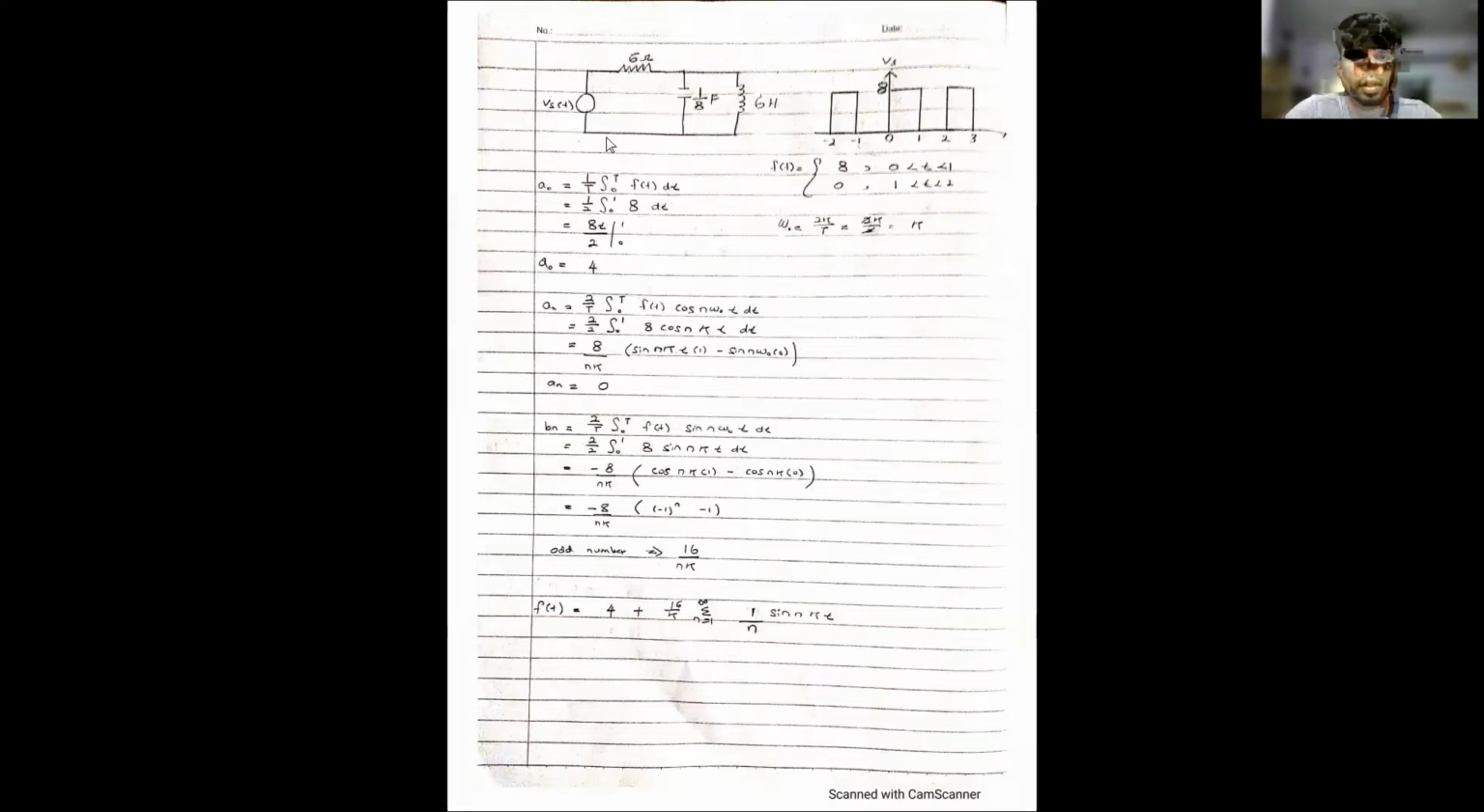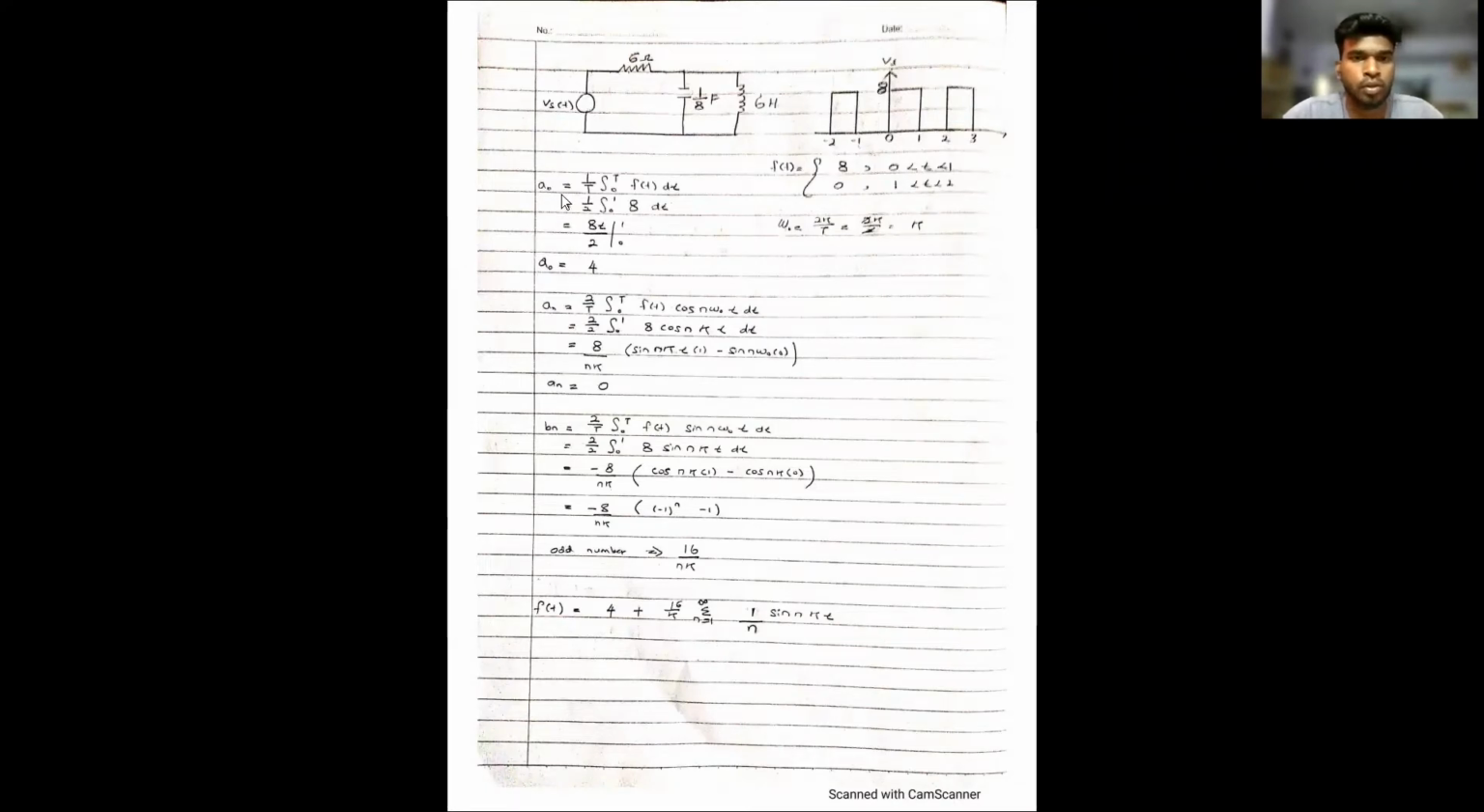So this is the circuit that we have chosen. The voltage input is in a pulse form with a maximum of 8 volts. We have derived it: 8 is from 0 to 1 seconds, and then it is 0 from 1 to 2 seconds. So we can calculate the omega. The period of this waveform is 0 to 2, so the period is 2. So 2 pi divided by 2, we get pi.